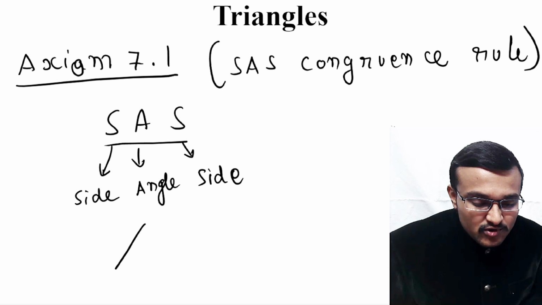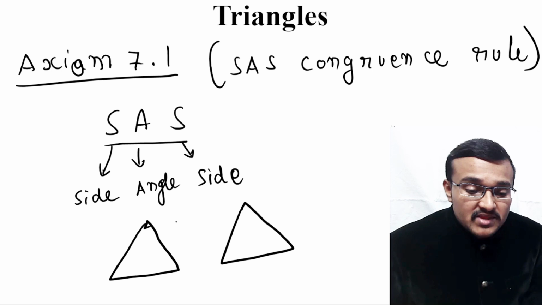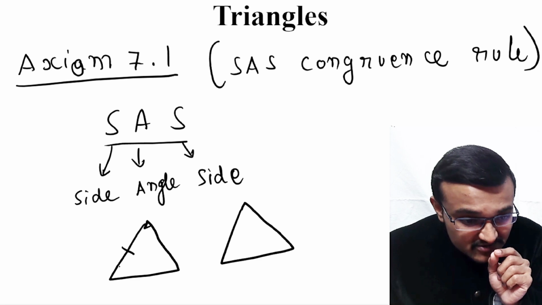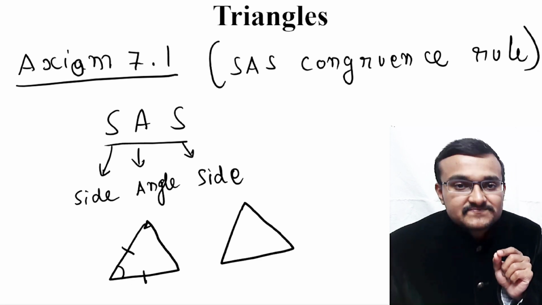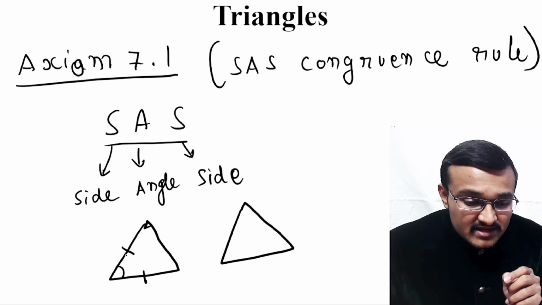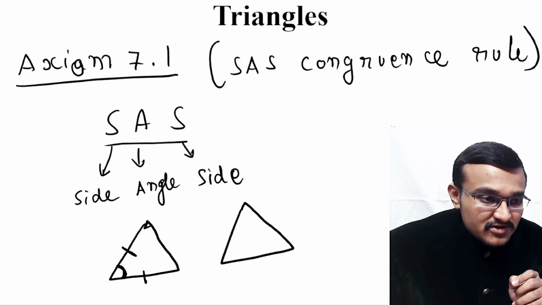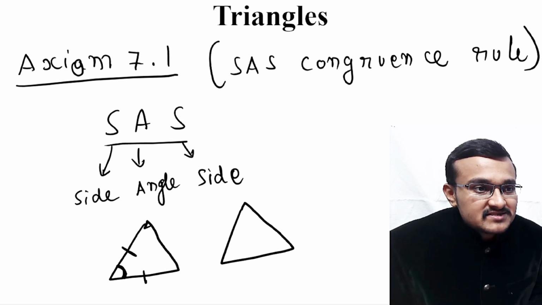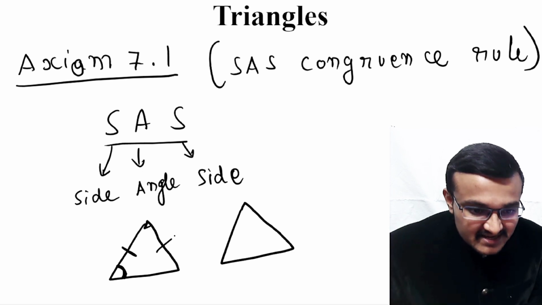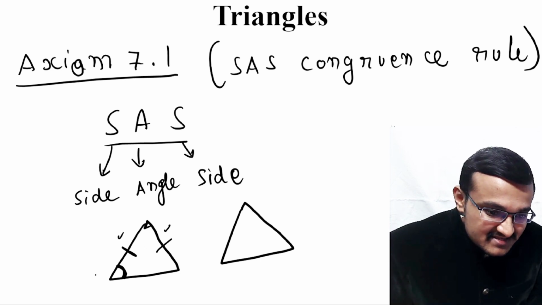For example, if you have two triangles like this, so let's say two congruent triangles are there like this. So if you are considering this particular side, then next you have to consider this angle and this side. So that will be side, angle, side. So for example, here if you consider this particular side and this particular angle, and instead of considering this side, if you are considering this side, then this is not SAS, because this becomes S, S, A.